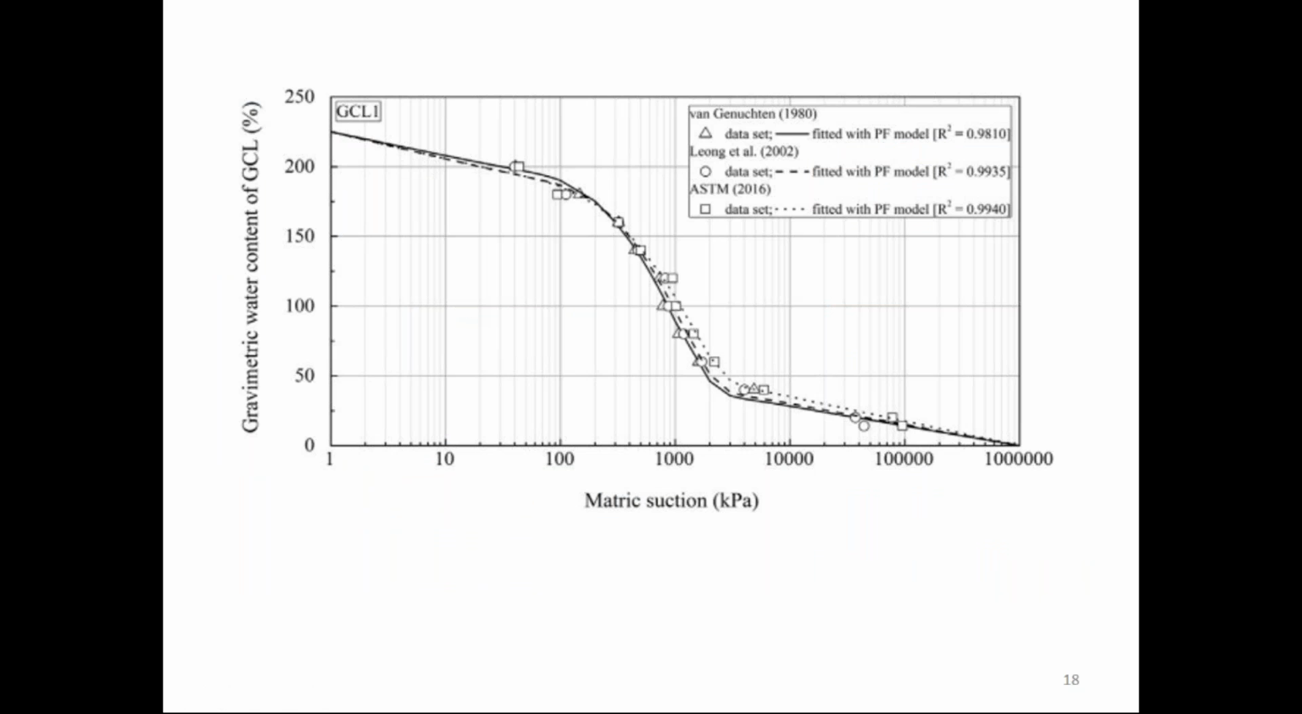So the discrete data points are fitted with various water retention models as discussed in the previous slides. From this graph, it shows that the Fermi and Fredlund model fits well with the experimental data points, as it is observed that the R-squared value is higher for the Fermi and Fredlund model.